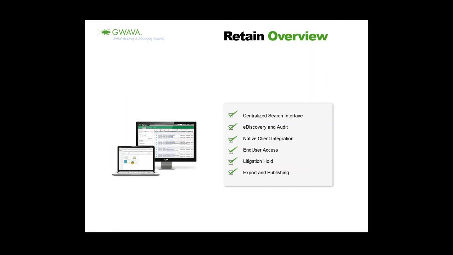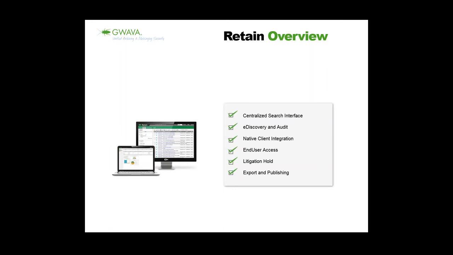So I didn't mention one thing. We do single instance storage, meaning we only store an attachment once. Doesn't matter how often you send a message or you send an attachment to email addresses or to the mailboxes, it will only be stored once on the Retain server.